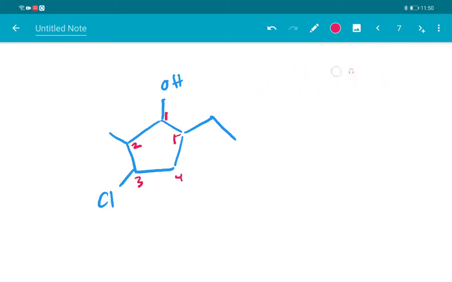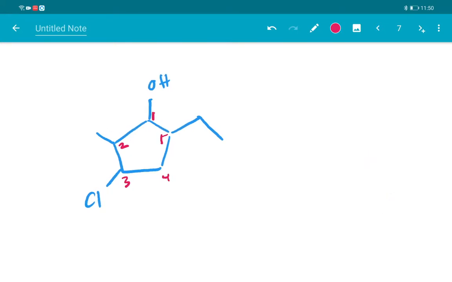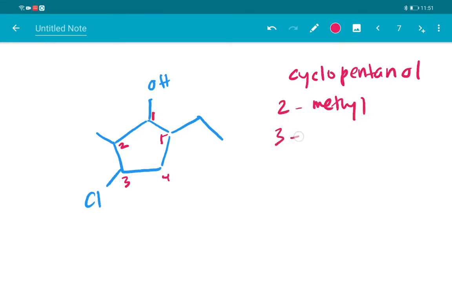So sama juga dengan step kita buat tadi. Determine the parent chain first. The parent chain consists of 5 carbon together with the alcohol. So this will become cyclopentanol. Again, since the hydroxyl group is located on the first carbon, saya ignore saja. Okay, tak perlu tulis. And then we list down every substituent there. We have number 2, we have methyl. Number 3, we have chloro. And number 5, we have ethyl.